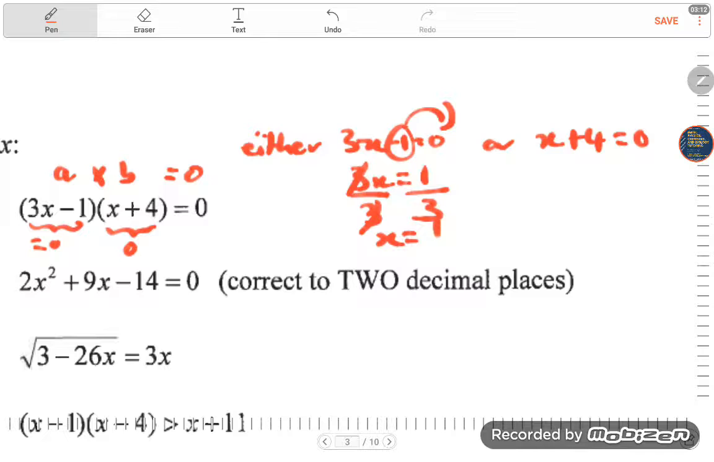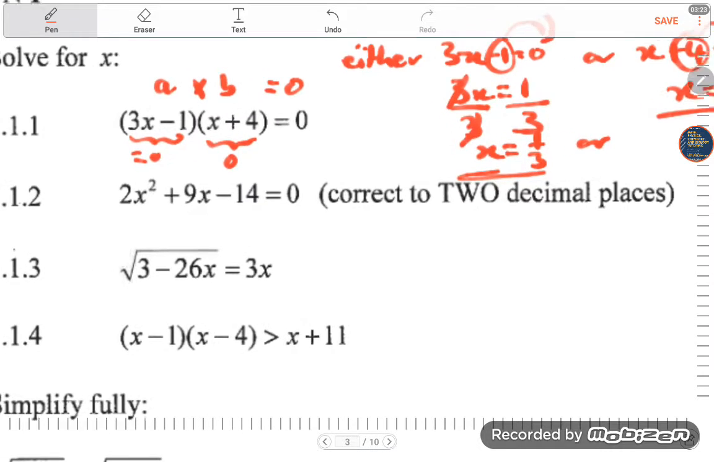That gives you x is equal to a third. Or here, taking that side, because it's positive, it's going to become a negative. So those are the final answers that we have on there. That's the final answer of that one. Going on to number 2.